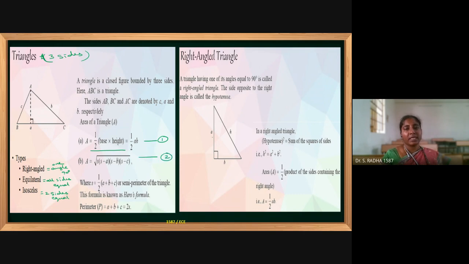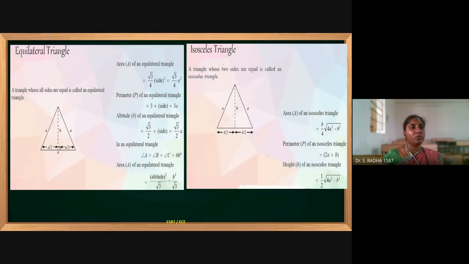Now, if it is a right angle triangle, you will have it like this, and the hypotenuse square is equal to the sum of the squares of the sides. So, whatever is required, I will recall and we will move on. Equilateral means all the 3 sides are equal. So, half into base into height, you can apply that for finding the area. Everywhere you need not learn by heart, I am just giving you the formulas.